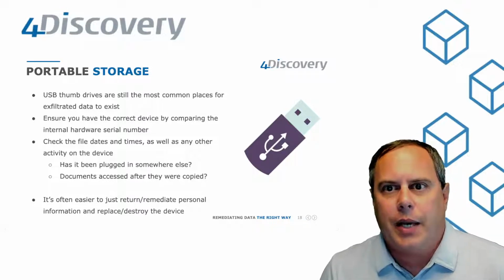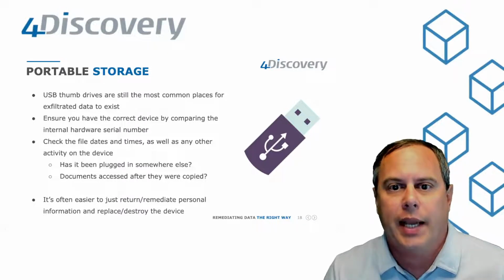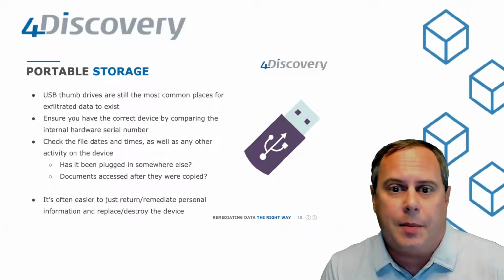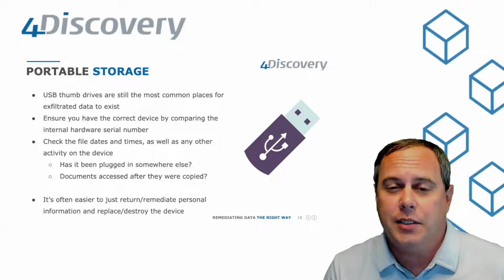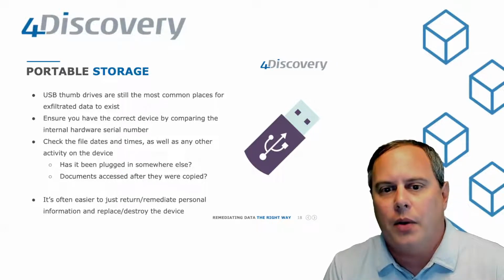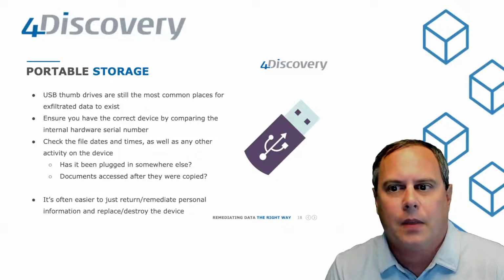Generally, when you copy data to a USB drive, the file creation date is when it was created on that USB drive. And then the access date and time is going to be the same as the copy date and time because it wasn't accessed after that initial copy. By comparing the creation and the access times, you'll get information about whether or not anything was done with those files after they were copied.